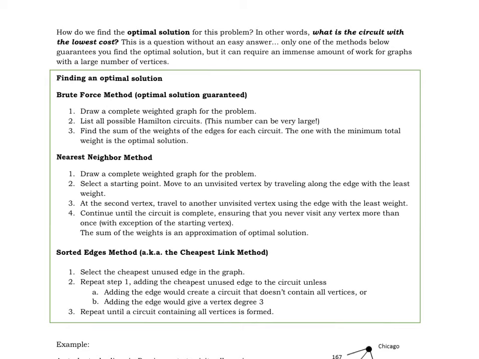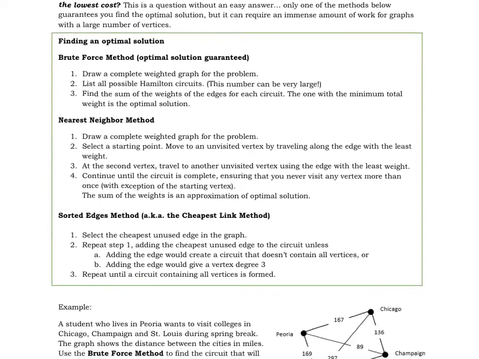We're going to first take a look at the brute force method. This is the one where that optimal solution is guaranteed. The first thing is you need a complete weighted graph for the problem. Then you list all the possible Hamilton circuits. It can be a really large number, like we did one example on the previous page. There would have been 24 of them with 5 vertices, with 6 vertices it's 120, so it's going to grow pretty quick. And then you find the sum of the weights of the edges for each of those circuits. The one with the minimal weight is your optimal solution.